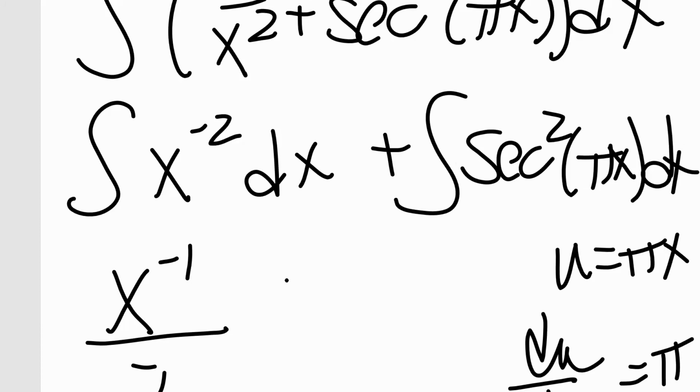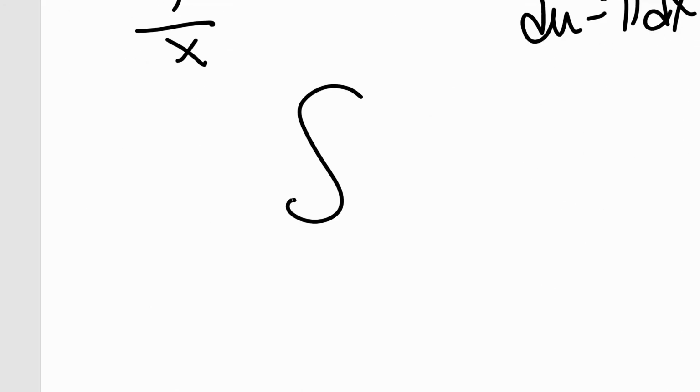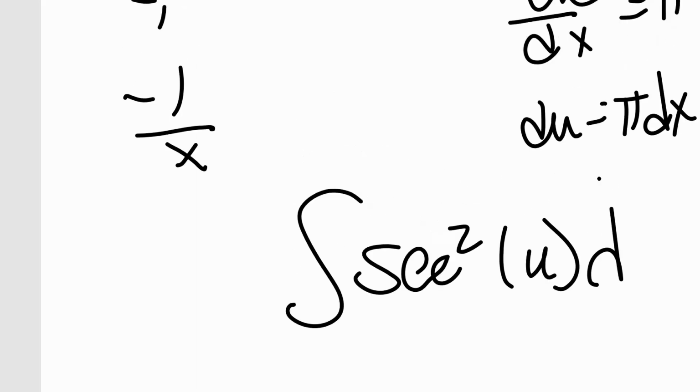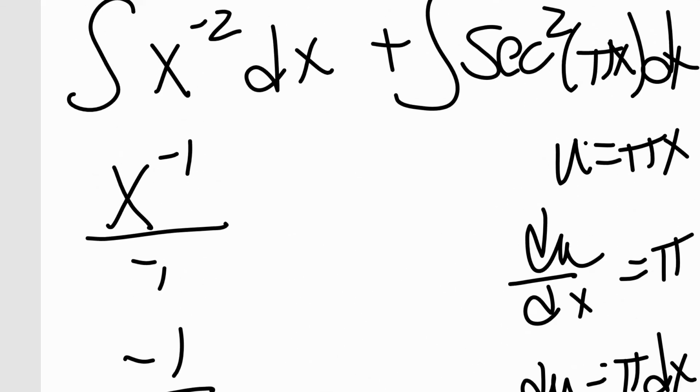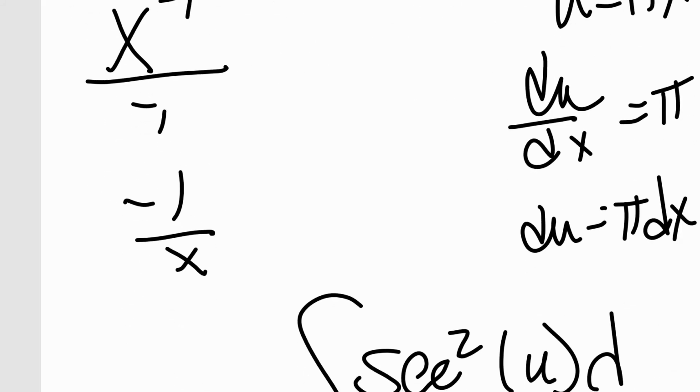Now I'm going to have to go down below to be able to do this. So I have the integral of secant squared, and my pi x is now just u. So I have the integral of secant squared of u, and then I want to say du, but does it match up exactly? It does not, because what I have over here on the side is dx. I have to get rid of this pi here. So let me divide each side by pi, and I get 1 over pi du equals dx.